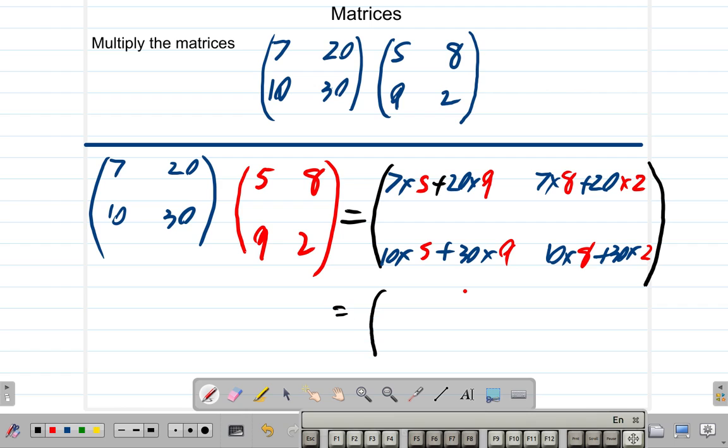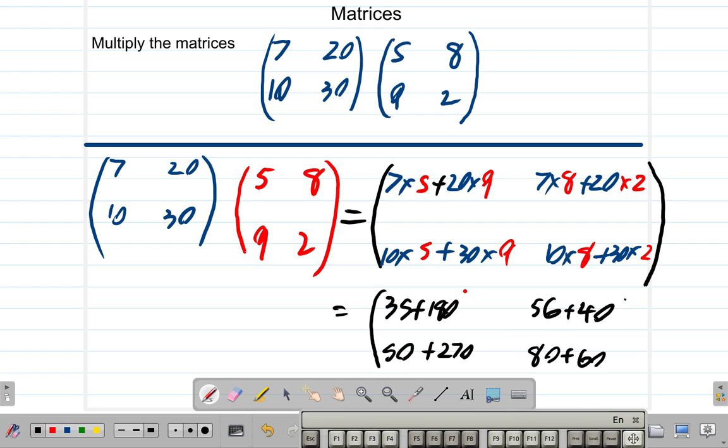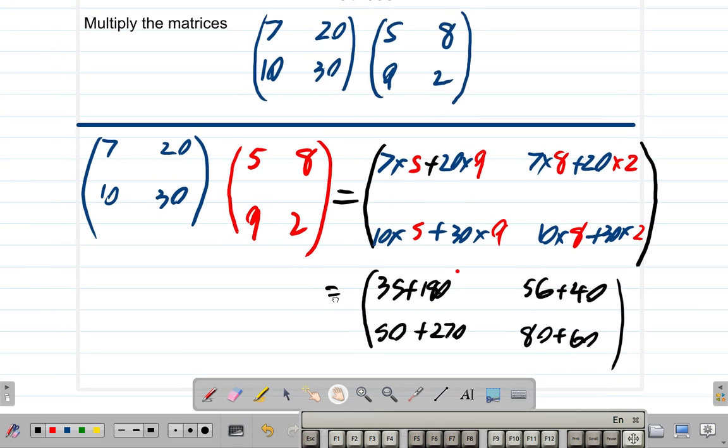So what have we got here? 7 times 5 is 35, plus 20 times 9 is 180. 7 times 8 is 56, plus 20 times 2 is 40. 10 times 5 is 50, plus 30 times 9 is 270. 10 times 8 is 80, plus 30 times 2 is 60. So that's what we've got here.